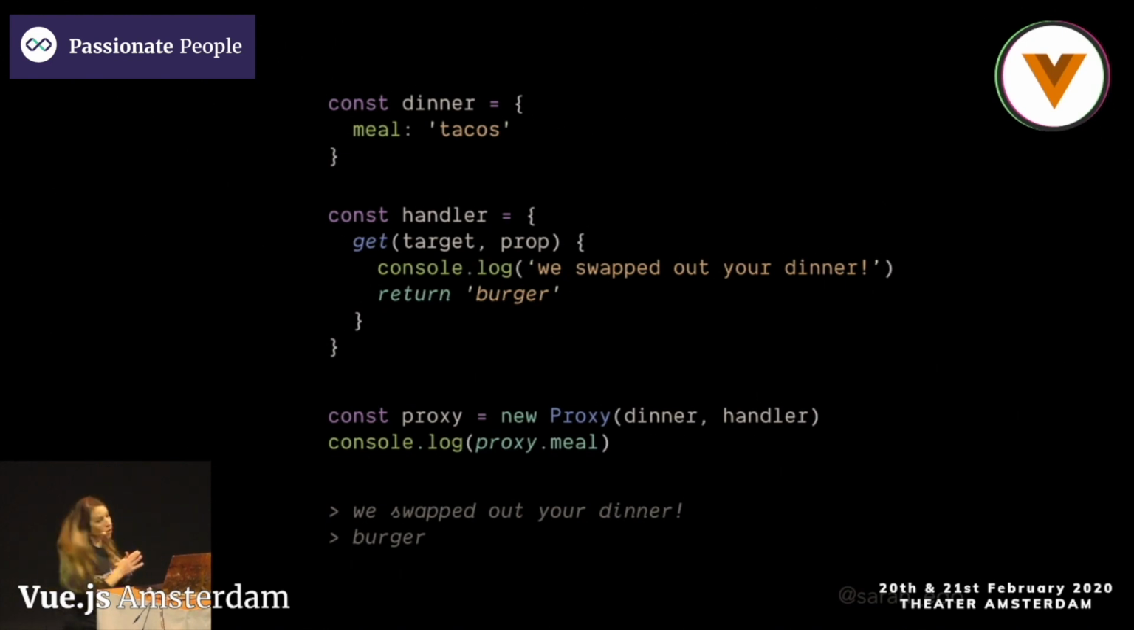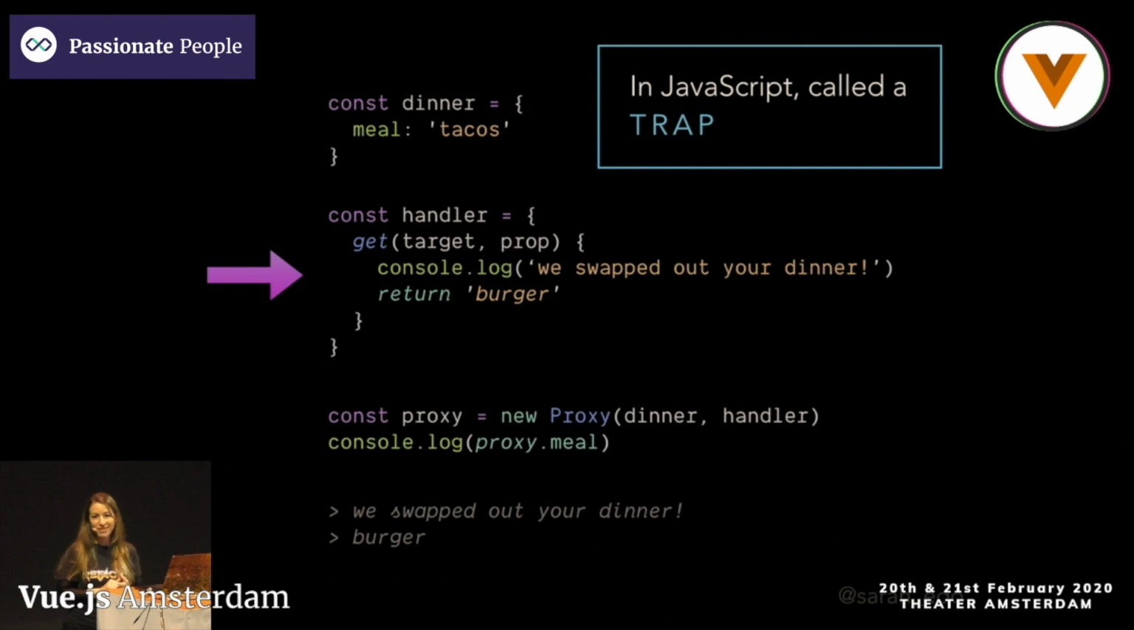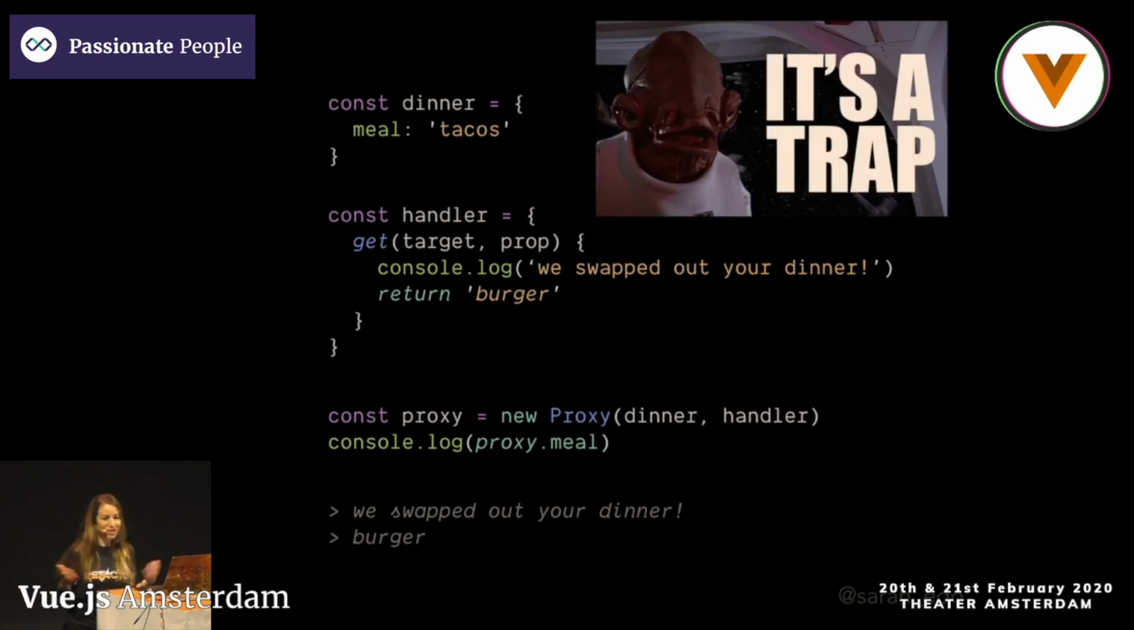So if I wanted to swap out your dinner and you were expecting tacos and I wanted to give you a burger, I could totally do that. I could say, we swapped out your dinner, and I return a burger, and that's what it would print out. And that's awful, right? In JavaScript, we call this a trap. Because it's a trap. Who's going to give me a burger instead of a taco? That's ridiculous. I don't want that to happen. But anyway, this kind of interception is called a trap in JavaScript.